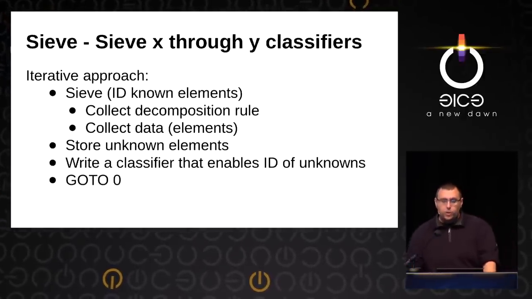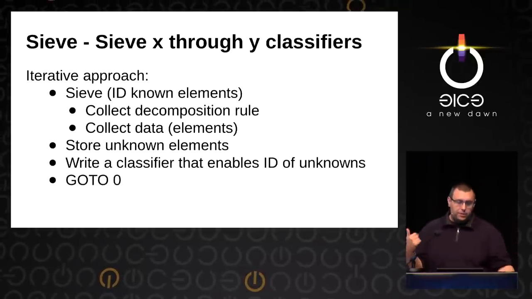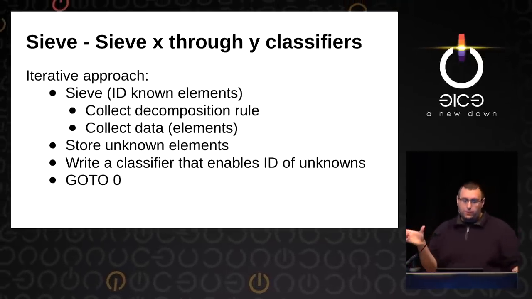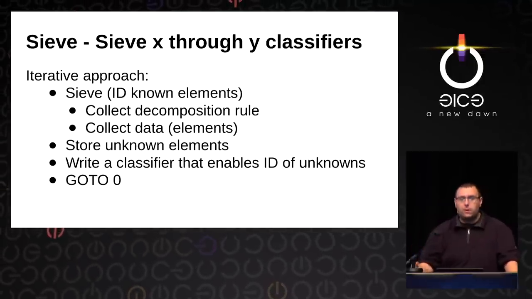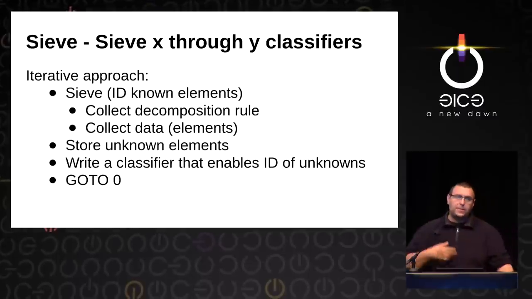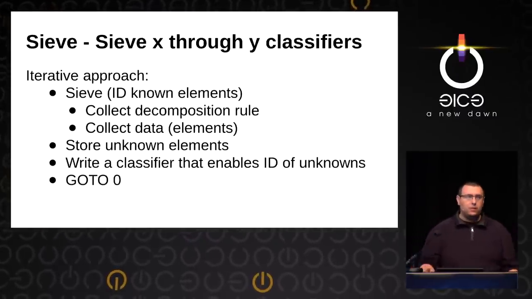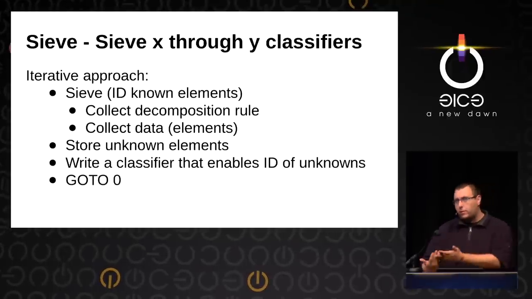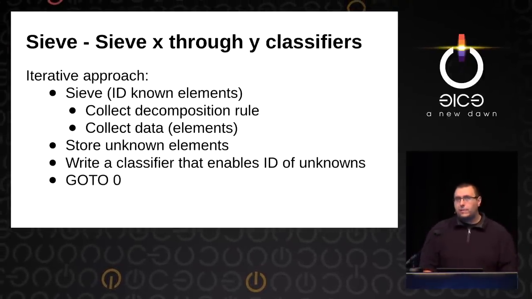That's an iterative approach. First, you ID known elements with the sieving algorithm. You create a rule that's decomposition, and you collect all the data: how a person created the password, what words did he use, what numbers, what replacements, what mutations, everything. If you have something that is unknown, store it, analyze it later, and create a new classifier. And when you're done, you have a set of classifiers and an algorithm that can classify it.